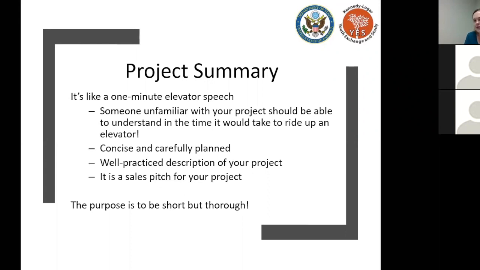Also, Musa asked, how many partners can you have? There really isn't a limit to how many partners you can have. The more partners, the better, because that means that more people support your project and that you have buy-in from the local community.